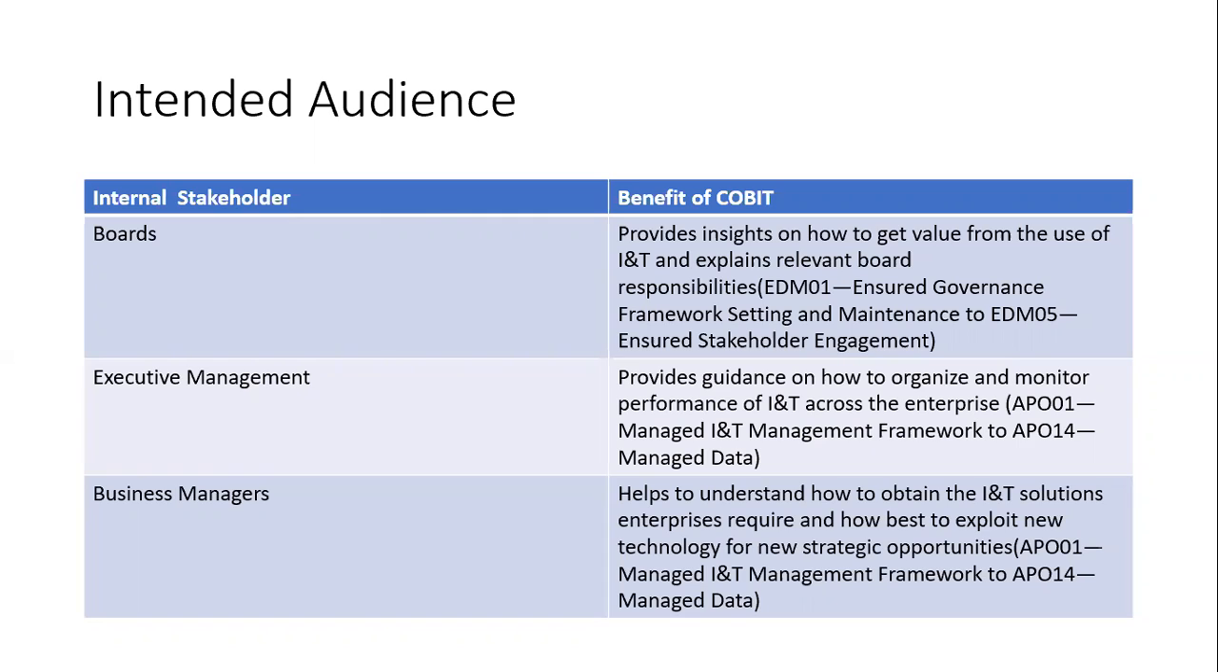We want to look at the intended audience of COBIT 2019 in this part 2 of the class. The stakeholders to the governance of enterprise I&T in COBIT are divided into two. You have the internal stakeholders, then you have the external stakeholders. The internal stakeholders are 6, the external stakeholders are 3.